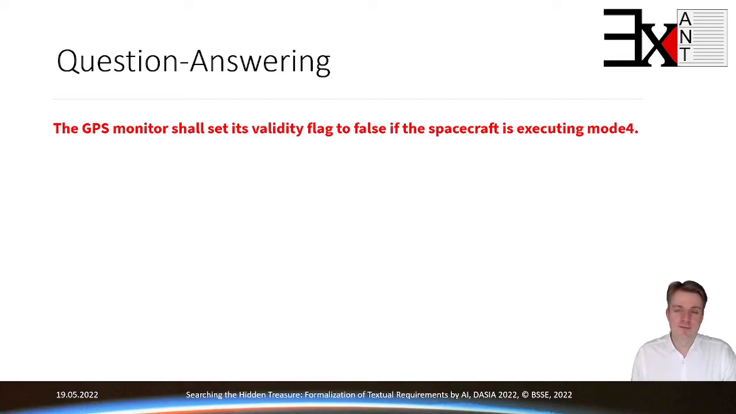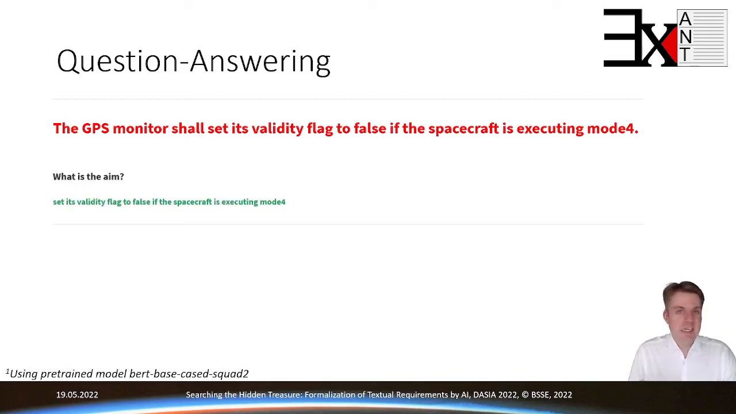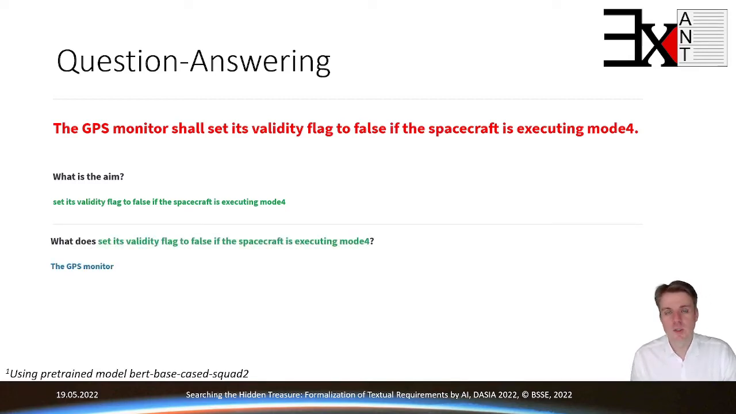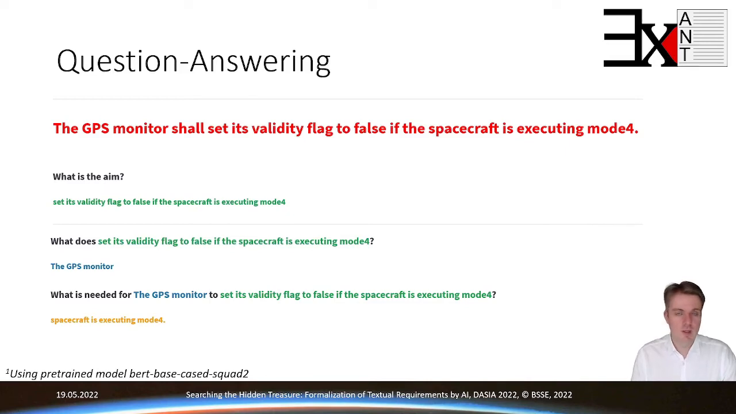Finally, there's one very powerful tool available in natural language processing, and that is question answering. Again, looking at this requirement, we could ask, what is the aim? The aim is to set the validity flag of something to false if the spacecraft is executing mode 4. Now we can ask about further details. So who is doing that? What element is doing that? Well, the GPS monitor would be doing that. And what is needed for this to be done? Well, the condition that the spacecraft is executing mode 4 needs to be fulfilled. Although this is quite a simple model, this example here, this concept is very powerful for extracting information from text.